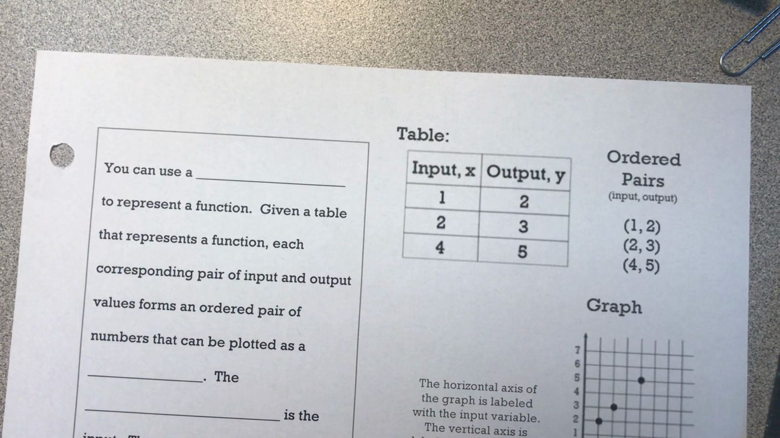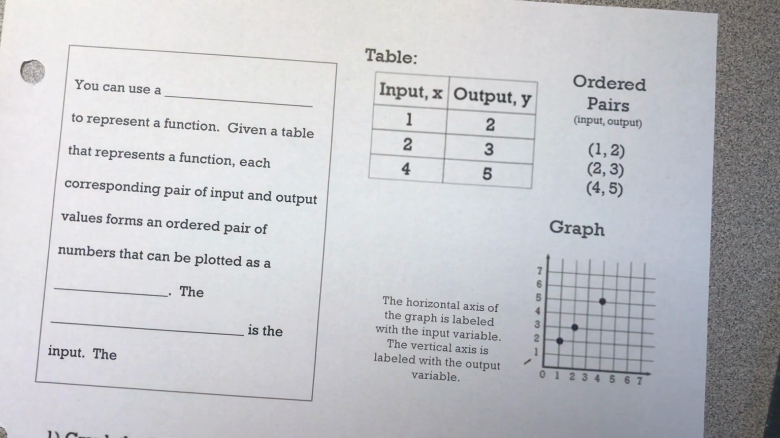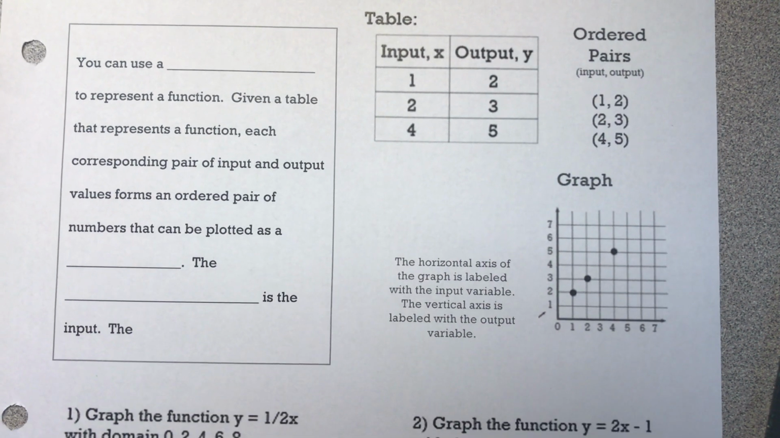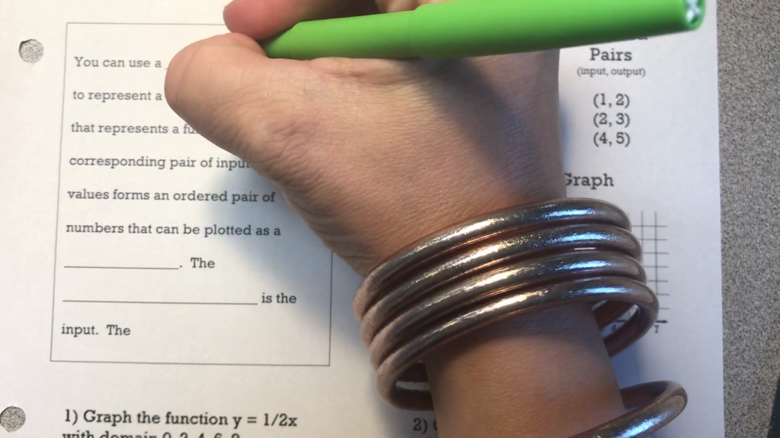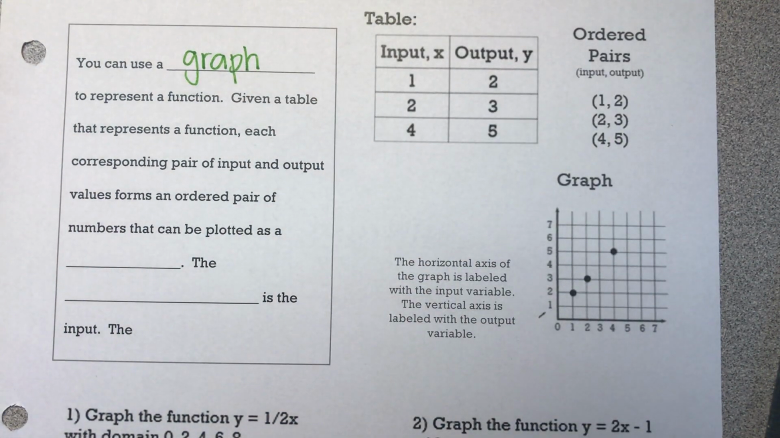Okay, today we're going to talk about representing functions as graphs. So in this little box on the left, we're going to fill in the blanks. It says you can use a graph to represent a function. Given a table that represents a function, each corresponding pair of input and output values forms an ordered pair of numbers that can be plotted as a point.